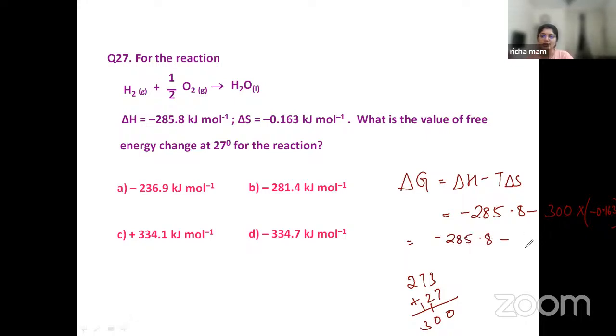So minus 285.8 minus, that is 300, into 0.163. Okay, it comes to 48.9. So minus and minus will become plus. Okay, so after solving this, you get minus 236.9 kilojoules per mole. So see your answer, it is option number A. Option number A. Is it clear?